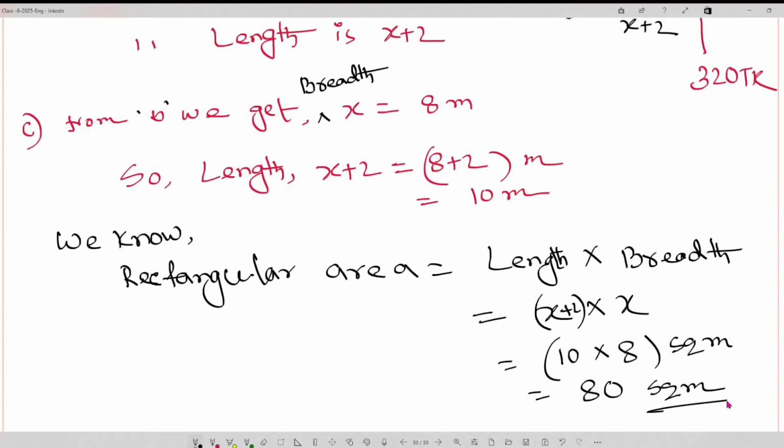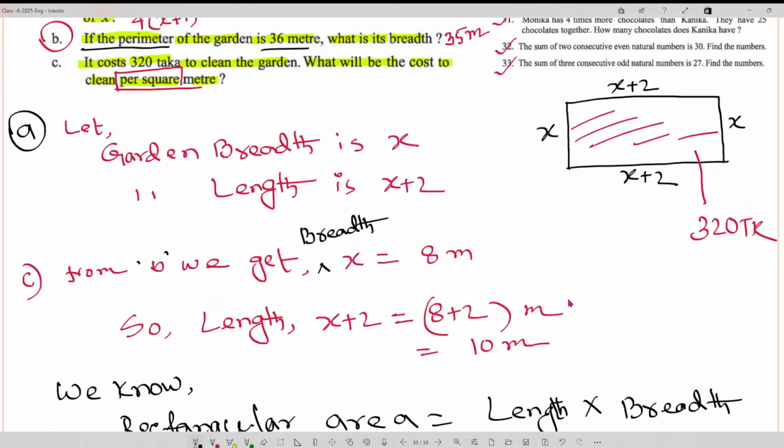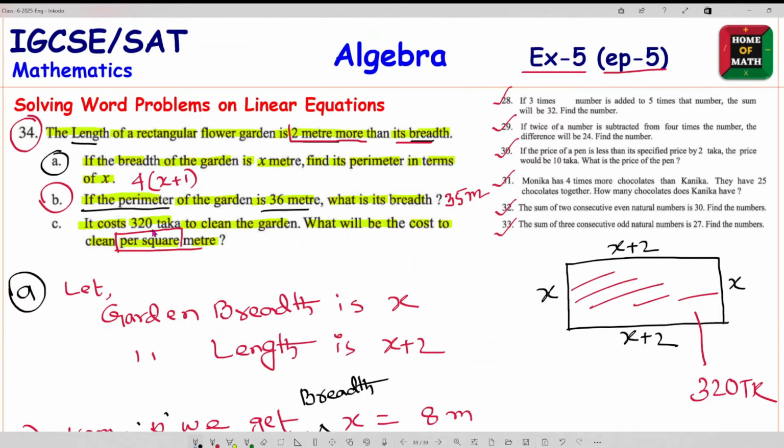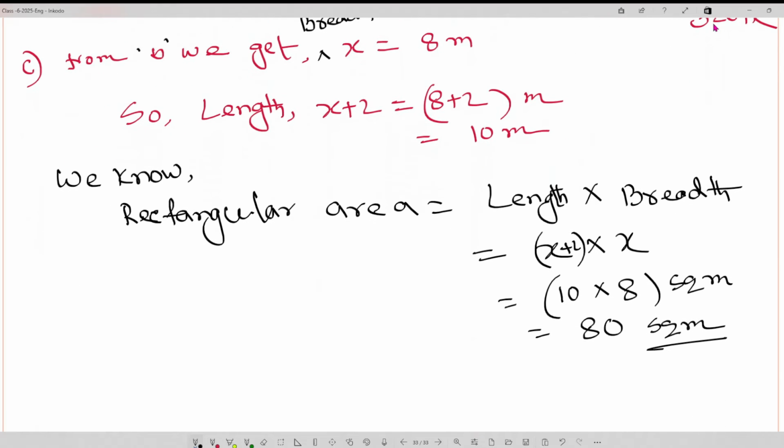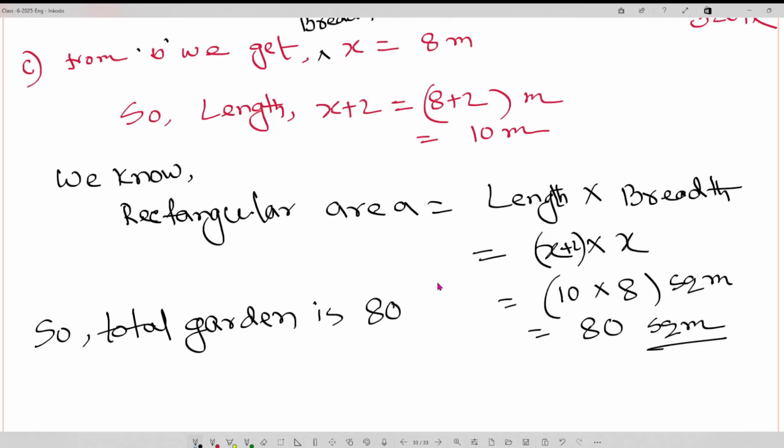Square meter. In short form we write this one. And here mentioned it costs 320 taka to clean the garden. So total garden is, so total garden is 80 square meter, right? Square meter.